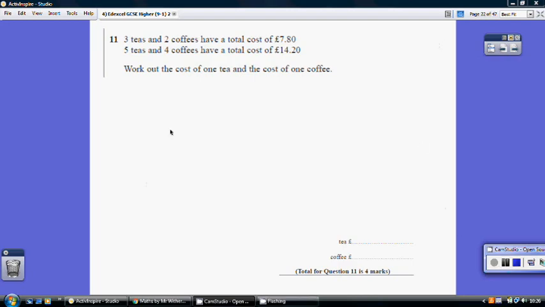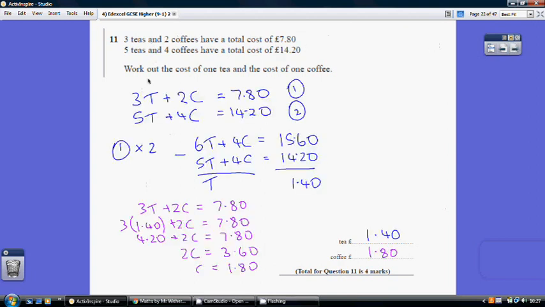Question 11. Well, hopefully you can just spot that this is a simultaneous equation in words. So we've got 3 teas plus 2 coffees equaling £7.80, and also 5 teas plus 4 coffees equaling £14.20. Let's call these equations 1 and 2.